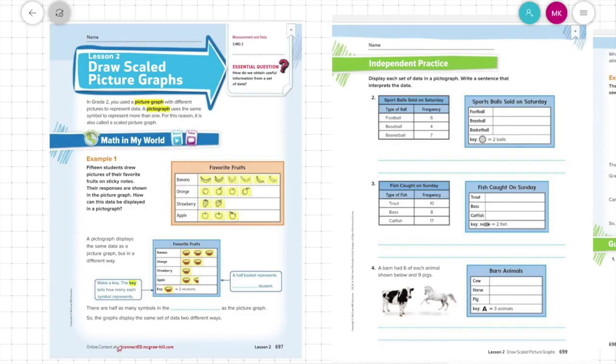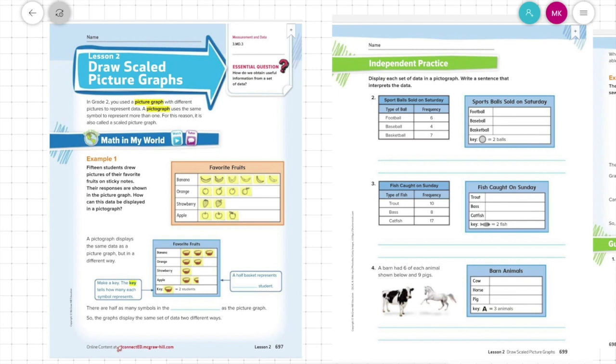Mathematicians, today we are going to be talking about lesson 2 in chapter 12 of Representing and Interpreting Graphs. Today we are going to be talking about drawing a scaled picture graph, and we're going to start on page 697 of your My Math series in 3rd grade.